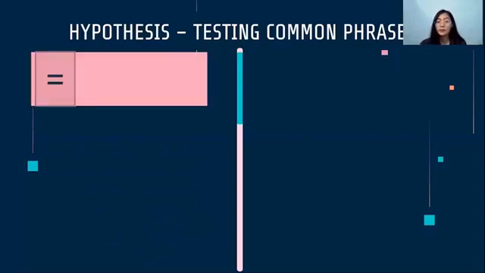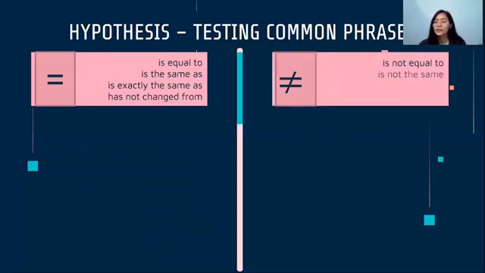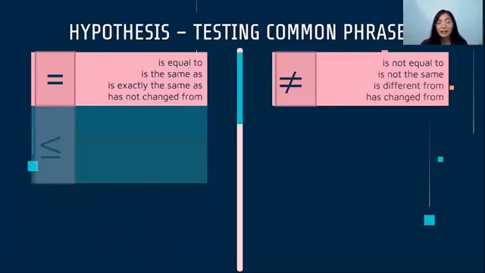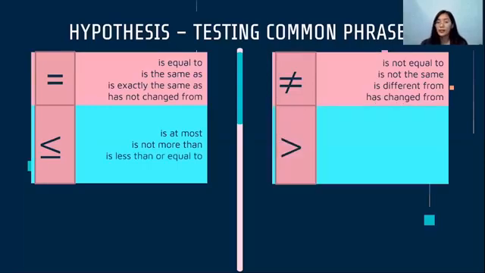So if you encounter these phrases: is equal to, is the same as, is exactly the same as, or has not changed from, then we're going to use the equal sign symbol. For the not equal symbol, we have: is not equal to, is not the same, is different from, has changed from. And for less than or equal to, we have: is at most, is not more than, is less than or equal to. And for the greater than symbol, we have: is increased, is greater than, is higher than, is above, is bigger than, is longer than.